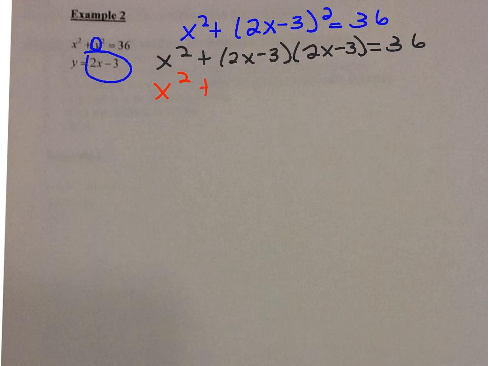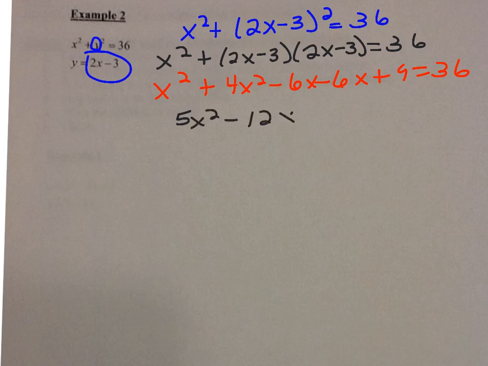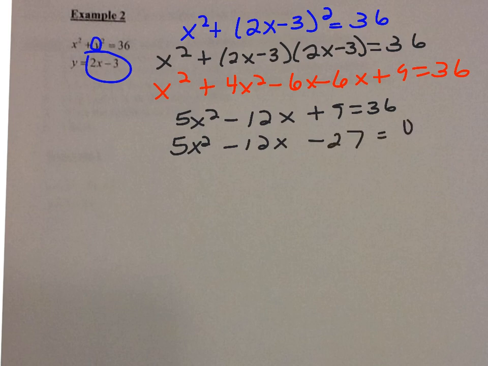So I have x squared plus 4x squared, I'm double distributing, minus 6x plus 9 equals 36. Combine like terms, I get 5x squared minus 12x plus 9 equals 36. Subtract 36 from both sides, I get 5x squared minus 12x minus 27 equals 0. Okay, so this is not factorable, so we have to use the quadratic formula.